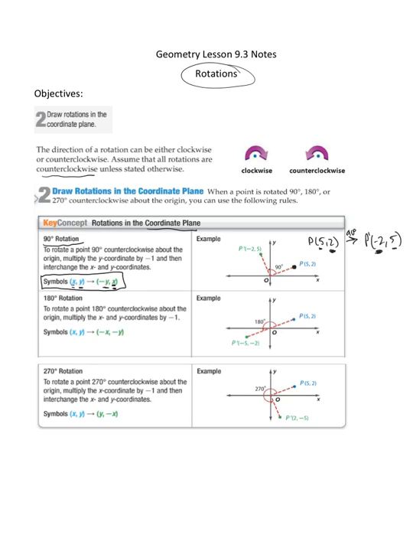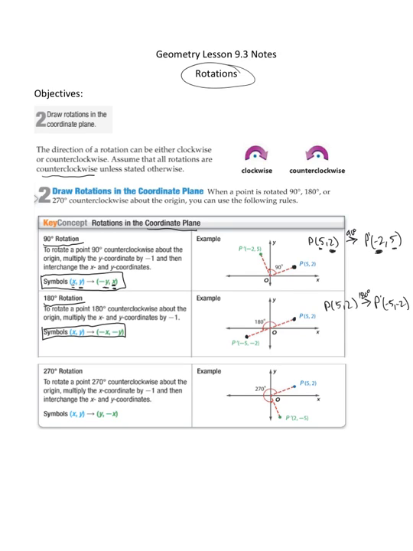Next, we're going to have a 180-degree rotation. Again, I want you guys focusing in on the symbols here. This one, you just change the sign of both terms, the x and the y term. So again, if you start with P being (5, 2) and you want to rotate it 180 degrees, P prime becomes (-5, -2), and you can see that on the graph.